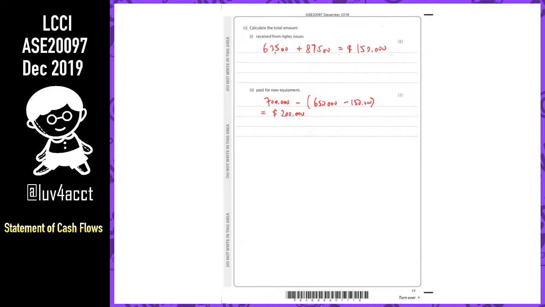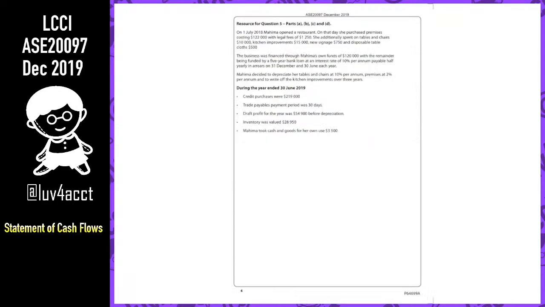And the last question. This is single entry plus. I will classify it as the financial statement of sole trader. Not much single entry things, but we have to know the concept.